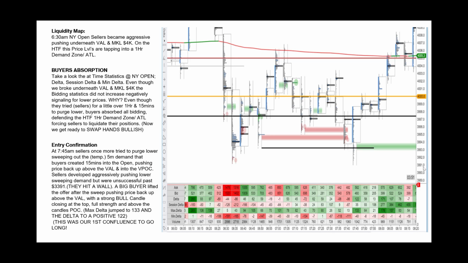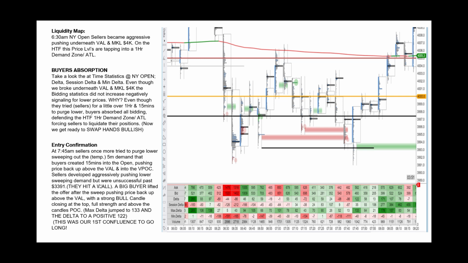I apologize. I put 33.91. It was supposed to be 39.91. Please excuse me on that. All right. So sellers were unsuccessful at pushing price lower than 39.91.